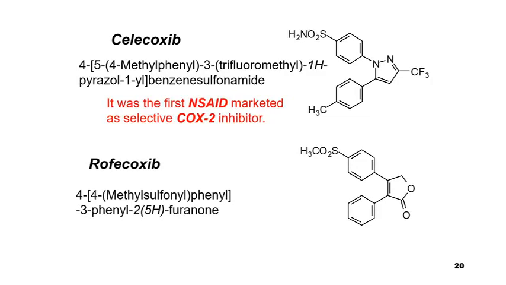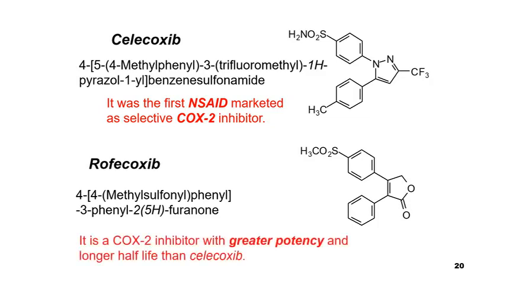Rofecoxib is the second structure, having a methyl sulfone function instead of an aminosulfonyl group. And the hetero ring that is present is not a pyrazole as in the case of celecoxib, rather it is a furanone, as we can see in rofecoxib. Rofecoxib pharmacokinetically is offering better pharmacokinetic properties, duration, and bioavailability than celecoxib.